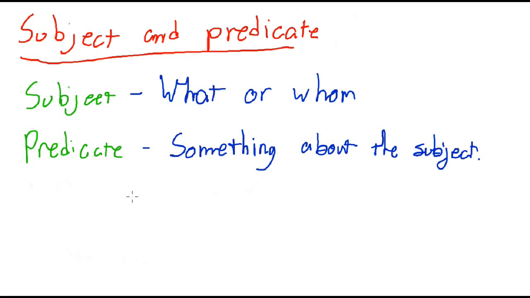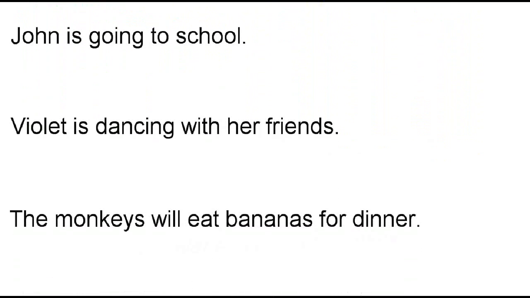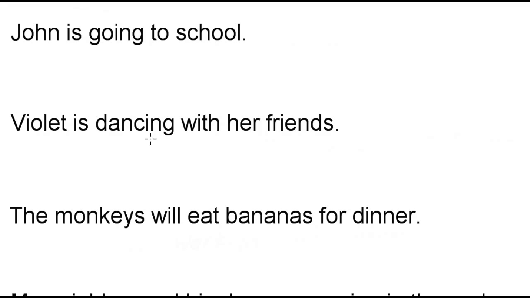Okay, so I have some examples, and I want to try to identify them the best we can. So let's look at this first example here. John is going to school. So what is the subject in the sentence? Who is the person or the object in the sentence? Well, the person is John, correct? John is the subject.